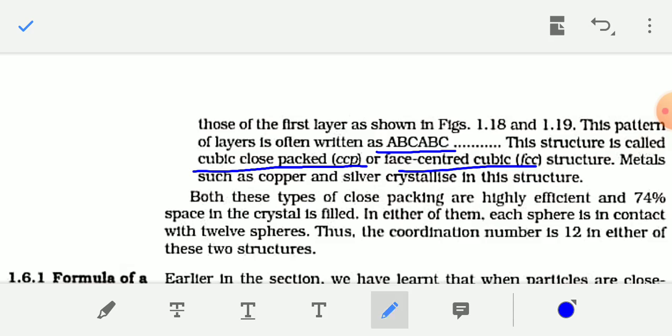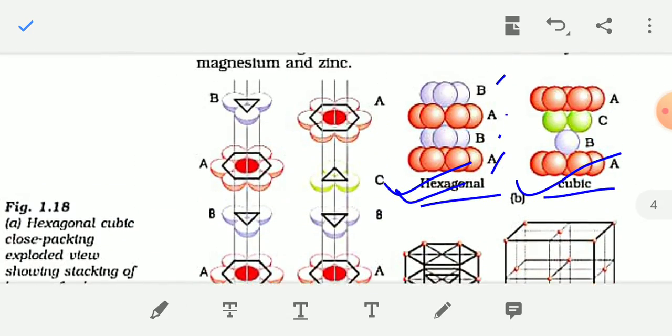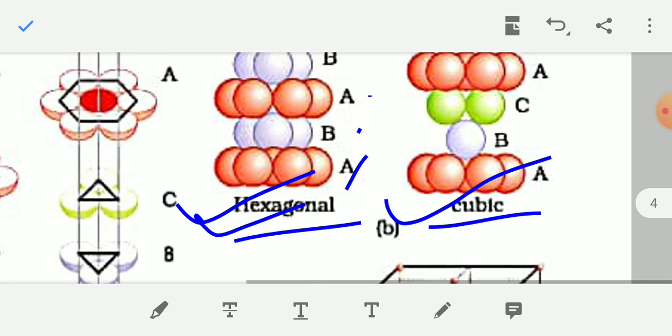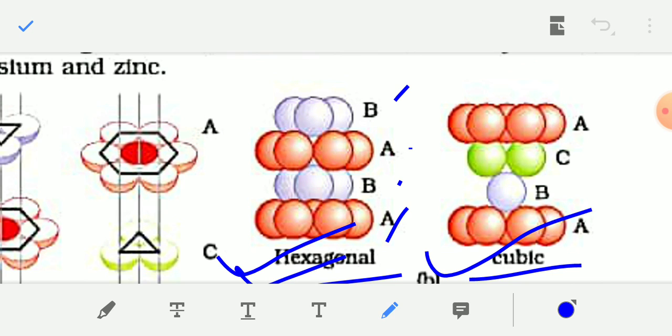So this is cubic close packed, also known as FCC, face centered close pack. This type of close packing, cubic or face centered, is obtained when the octahedral voids of the second layer are covered by the particles of the third layer. Here all the first three layers are different, so this arrangement is written as ABC type arrangement: ABC ABC, like this.